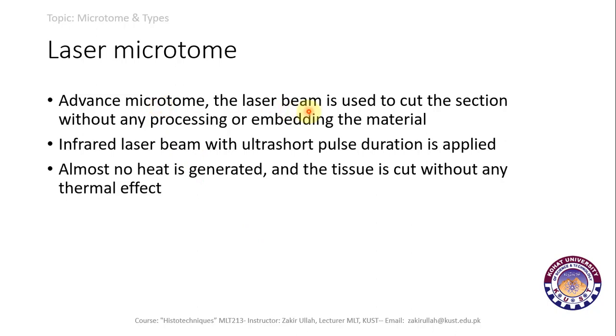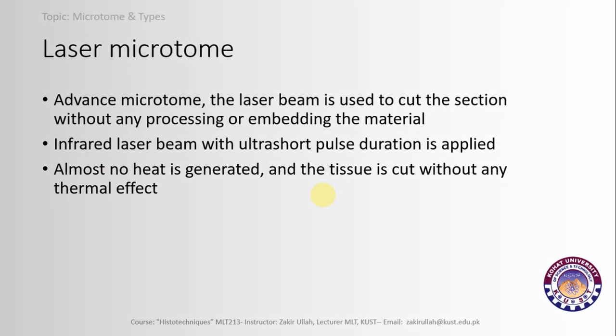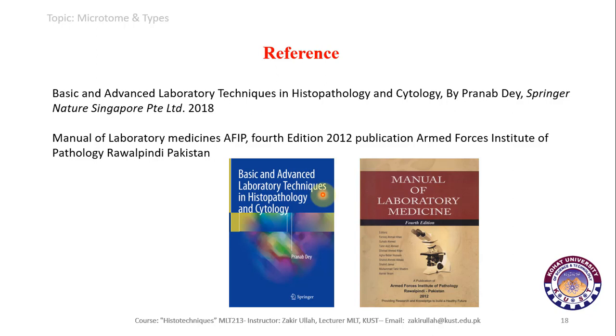In this type of microtome, a laser beam is used to cut thin sections without any processing or without any embedding material within the tissue. An infrared laser with ultra short pulse duration is applied. So, no heat is generated in this type of microtomy and the tissue is cut without any thermal effect. So, this is all about the microtome, its types, the uses, the advantages and disadvantages of the microtome.